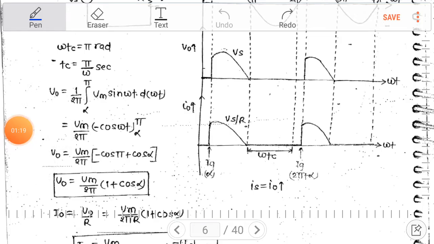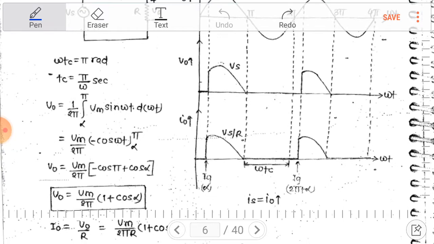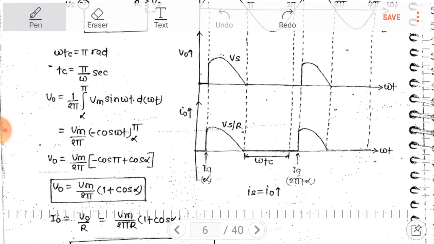So in a complete cycle from 0 to 2 pi, V output equals Vs from alpha to pi, and it will be equal to 0 in the remaining section. So the conduction period is pi minus alpha.